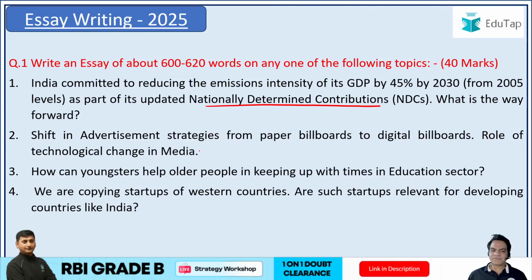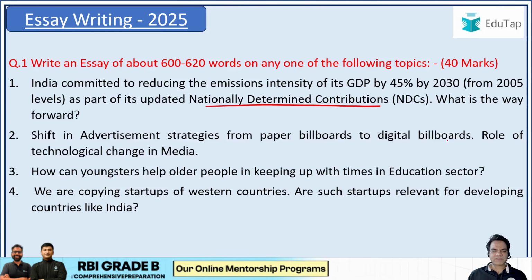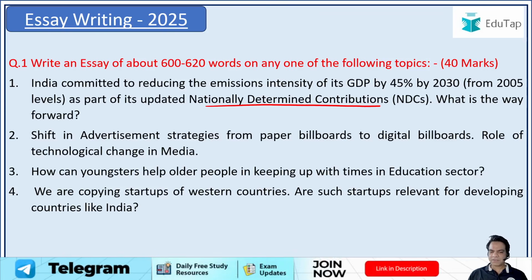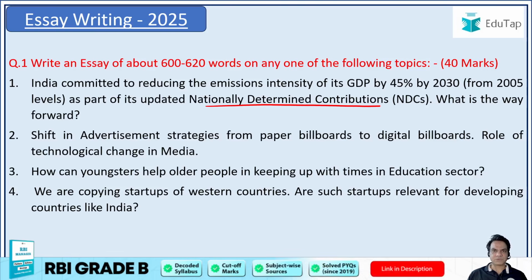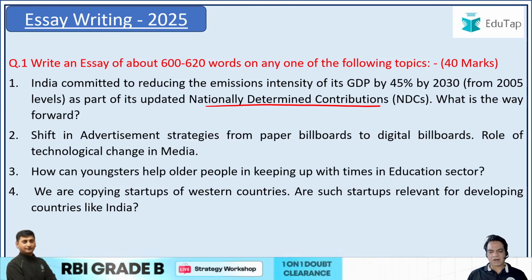Second was shift in advertisement strategies from paper billboards to digital billboards. So role of technological change in media. This was a static topic. Third was how can youngsters help older people in keeping up with times in education sector? How can youth help older people to accept technology and use it for their education? And fourth was we are copying startups of Western countries. Are such startups relevant for developing countries like India?